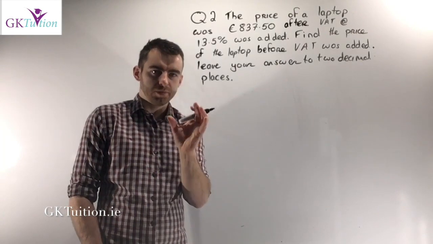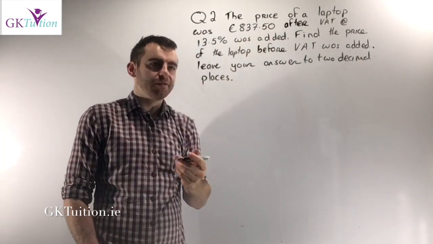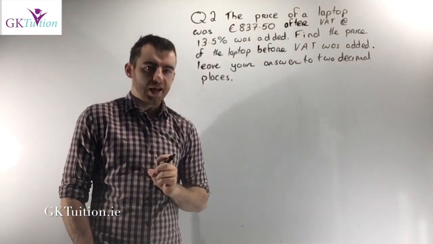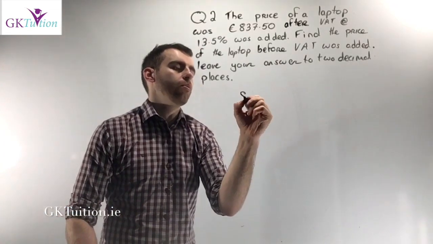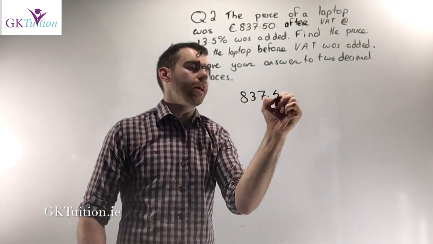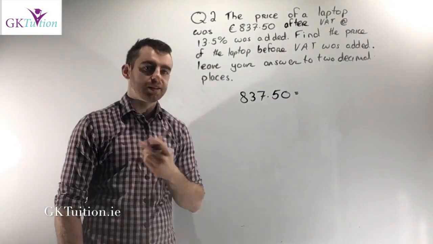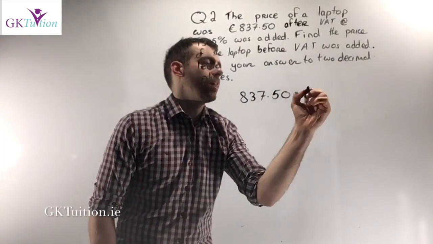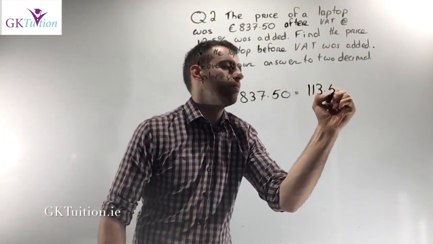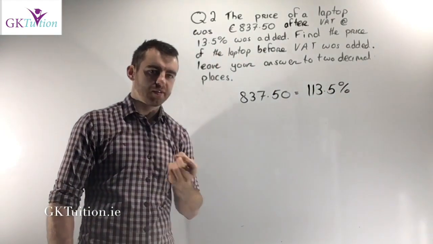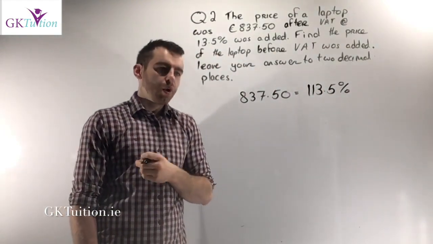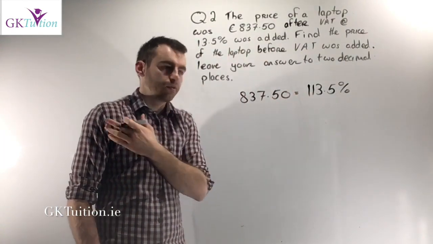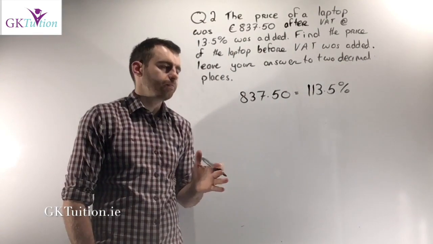So I told you I want you to always consider the price of the item before VAT is added as 100%. Which means the price after VAT was added is 100% plus whatever the VAT was. The VAT was 13.5%. So I know that if I walked into this shop, it would cost me €837.50 to buy this laptop. That is the price of the laptop plus the VAT that has been added on. So that is equivalent to 113.5% of the original price of the laptop. I want to work out what is 100%. How much would this laptop have cost if there was no VAT at all, if no tax was involved?